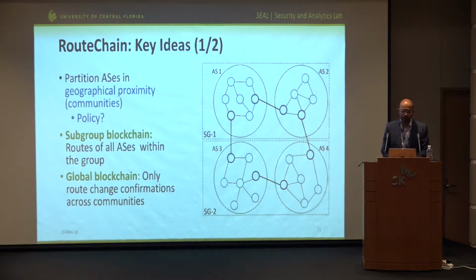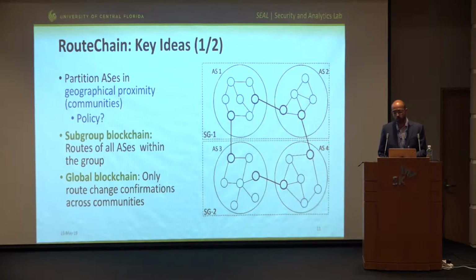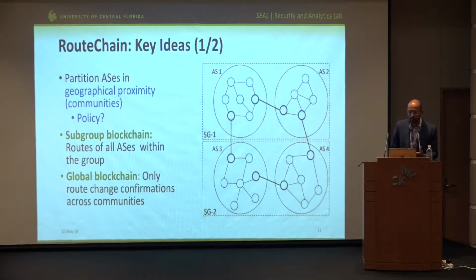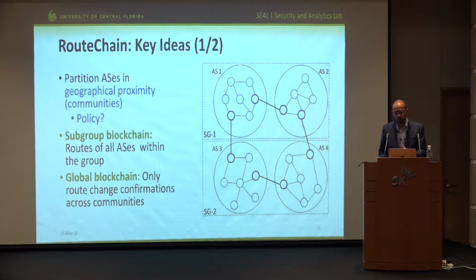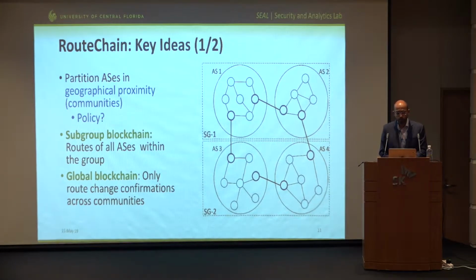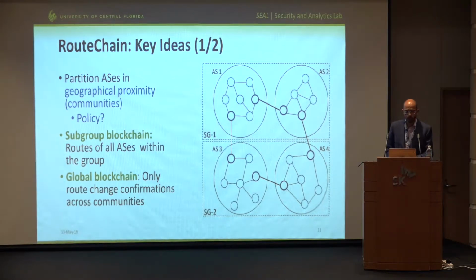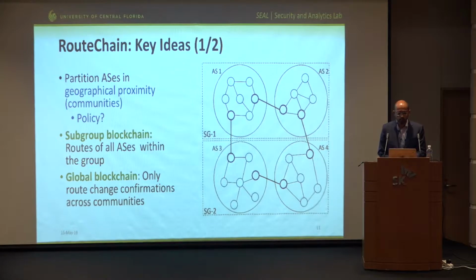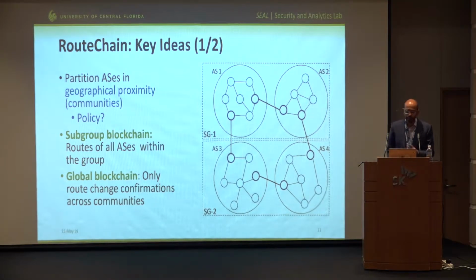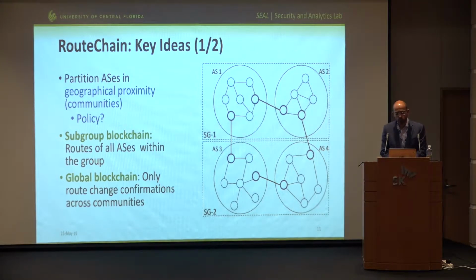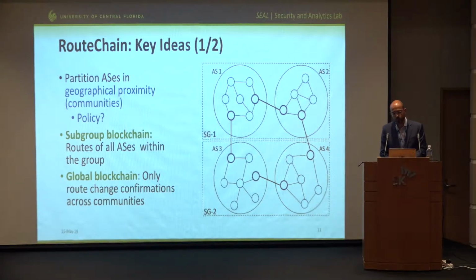So in RouteChain, we have two key ideas. The first key idea is that we partition the ASs within geographical proximities into communities. And as such, we will have subgroup blockchain systems. Those subgroup blockchain systems, or local chains, will basically keep track of routes of all ASs within that group. And we will have a single global blockchain of moderate size that only has route change confirmations across different communities.